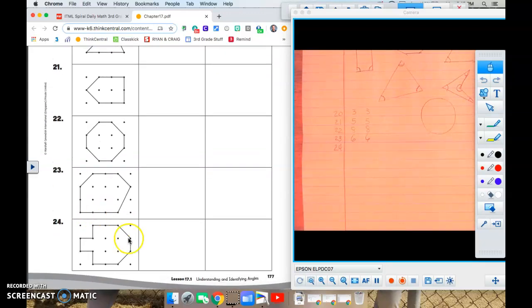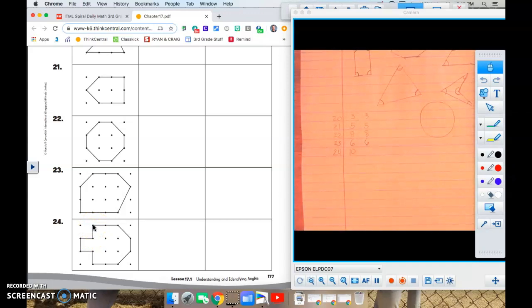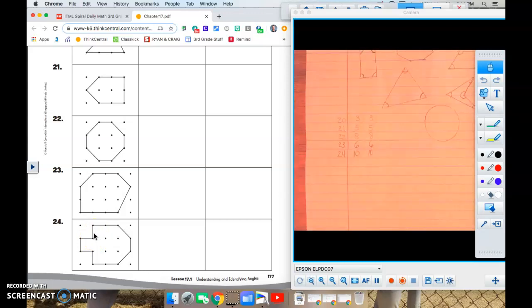24. Ooh, this one looks tough. All right, here we go. Let's count the number of sides. Let's start up here on the top. 1, 2, 3, 4, 5, 6, 7, 8, 9, 10. Woo! 10 sides on that one. How many angles? Oh boy. Here we go. Help me count them out. Ready, go. 1, 2, 3, 4, 5, 6, 7. All the way around. 8, 9, and 10 is another big one. 10 angles to go with our 10 sides, okay?